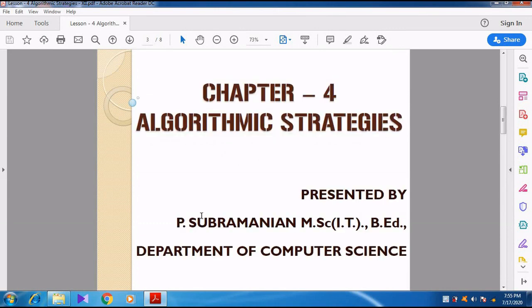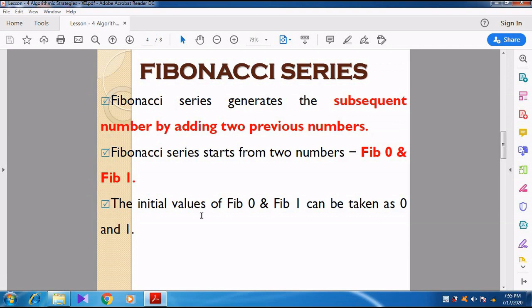So in this video we are going to discuss chapter 4, algorithmic strategies. In this chapter 4 this is the last topic. In the last video we discussed the dynamic programming and memoization technique. Now we are going to discuss the Fibonacci series as an example for the dynamic programming approach.